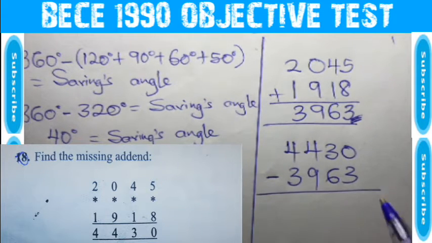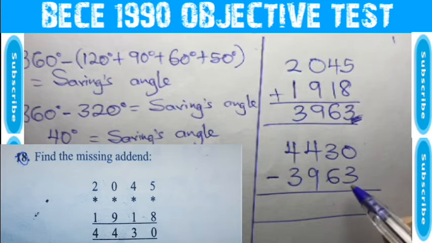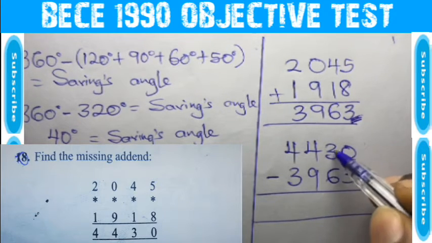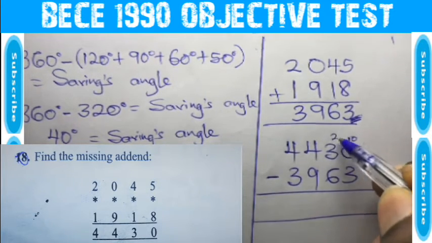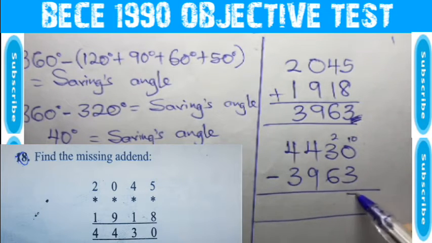3,963. So let's find the difference. It's not possible here, so we borrow 1 from here, then we have 10. So 2 is left here. 10 minus 3 gives us 7.